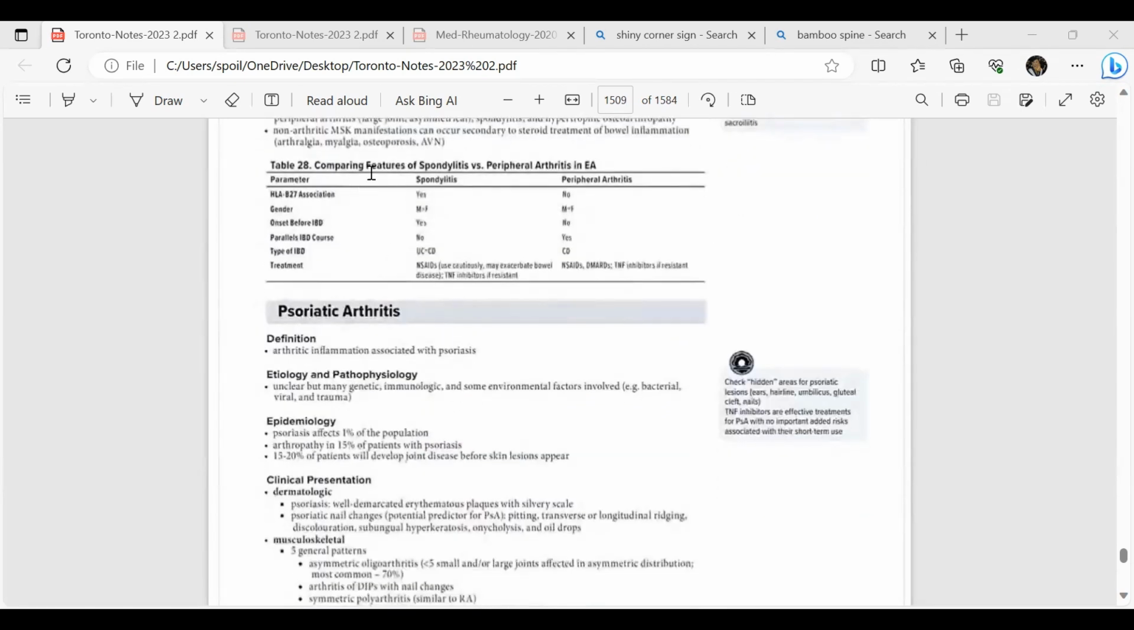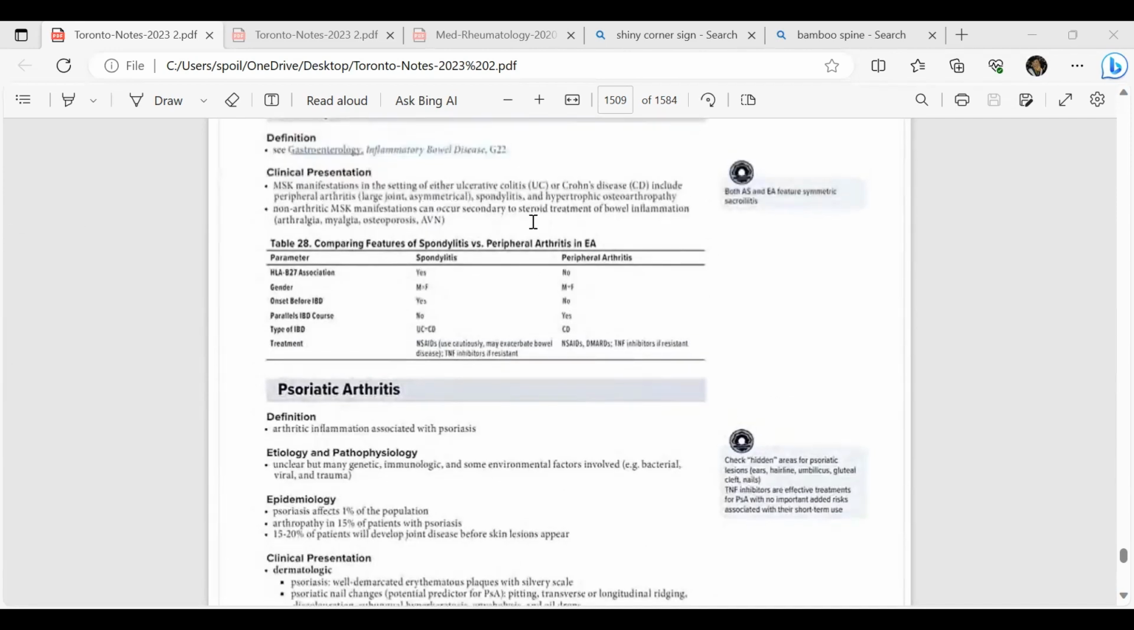Okay, fine. Comparing features of spondylitis versus peripheral arthritis. HLA-B27 association is present in spondylitis. Male gender is more common. Onset is before IBD, yes, and the typical types of IBD are both ulcerative colitis and Crohn's, and treatment is NSAIDs. And if it's not responding to NSAIDs, then TNF inhibitors if resistant.